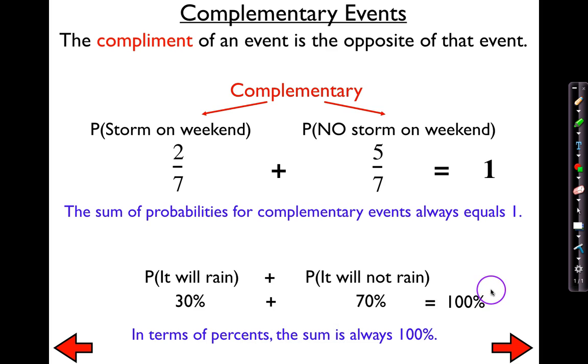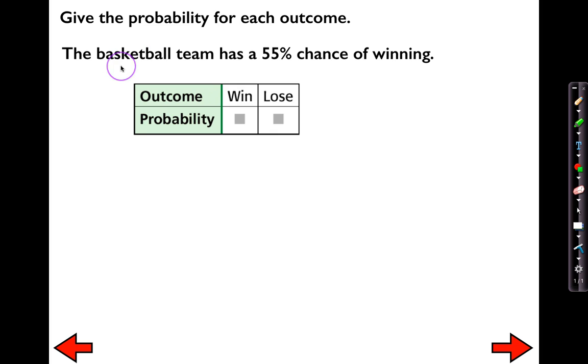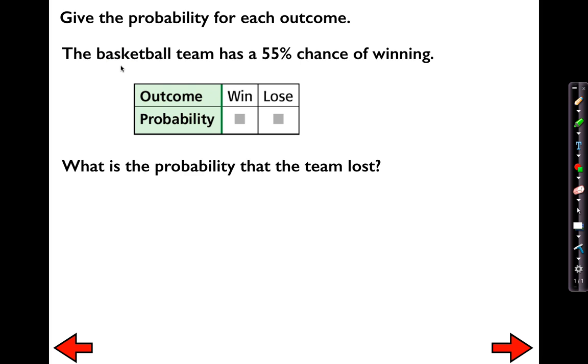Okay, so when we're looking at fractions, it equals 1, but if we're talking about percent, it's going to equal 100%. So keep that in mind. They're slightly different. It says, give the probability for each outcome. The basketball team has a 55% chance of winning. What is the probability that the team lost?